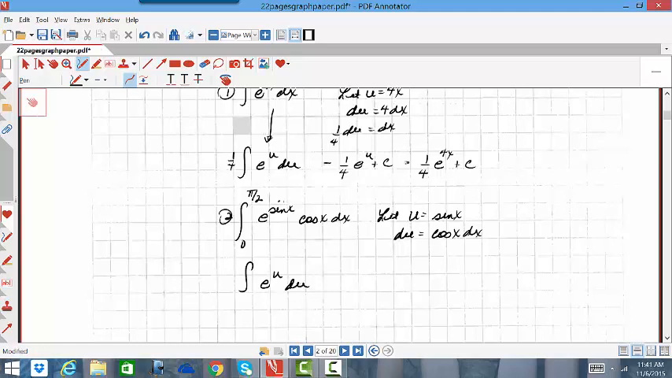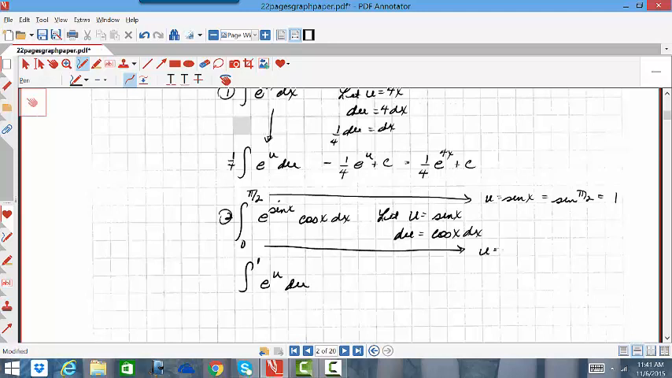Now we have to watch out for our upper and lower bounds here. So in other words, if I have u equaling sine x and we have pi halves, then this would be sine of pi halves, and sine of pi halves is 1. So my upper limit is 1. On the lower end, u equals sine x. So if my x value is 0, the sine of 0 is 0. So I'm integrating from 0 to 1 e to the u du.